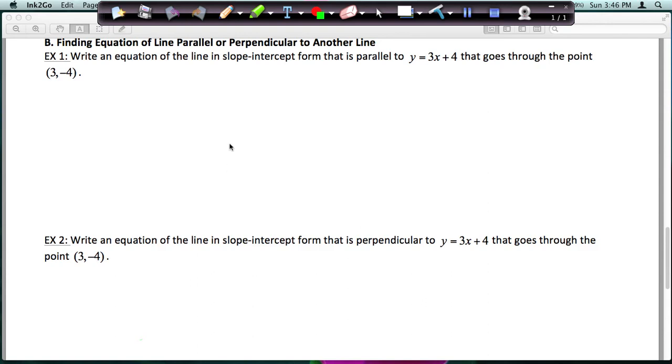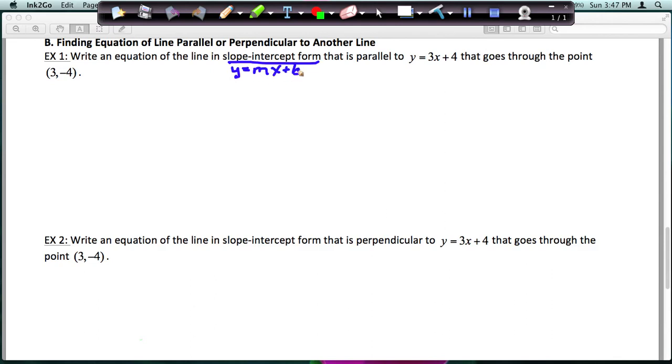Okay, let's use the point-slope form to find the equations of lines that are either parallel or perpendicular to each other. So in example 1, it says write an equation of the line in slope-intercept form. So what that means, remember y equals mx plus b, and I want to write my final answer in that form. So that's not the form I'm going to use to solve, but I want my answer to be in this form.